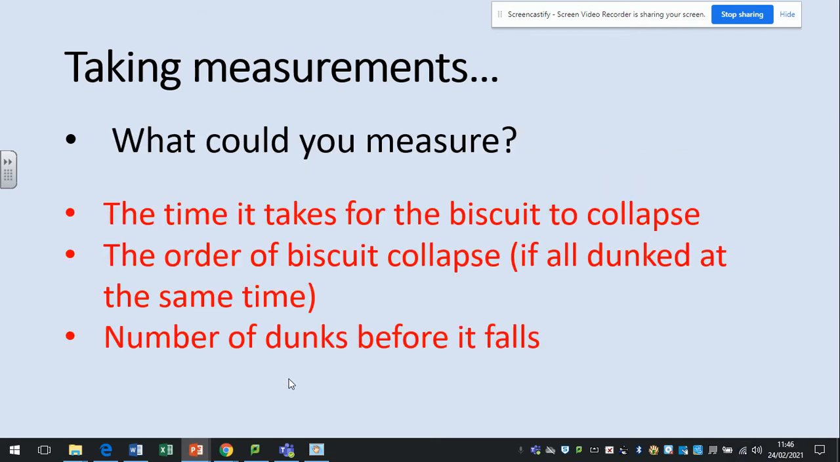So for me, I looked at the time it takes for the biscuit to collapse, the order of biscuit collapse if dunked all at the same time, and the number of dunks before it fails. So, that one collapsed after one dunk, that one collapsed after 17 dunks, that kind of thing. It might be also how much biscuit's left. So after 2 minutes, that biscuit is almost entirely complete. That biscuit there is almost all gone. You might even look at percentages or fractions. You've been doing that within your maths recently. So just see how we can get that in there.